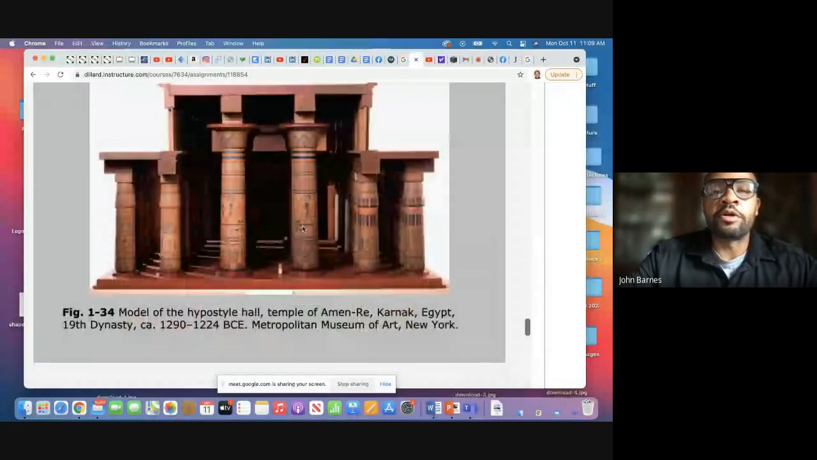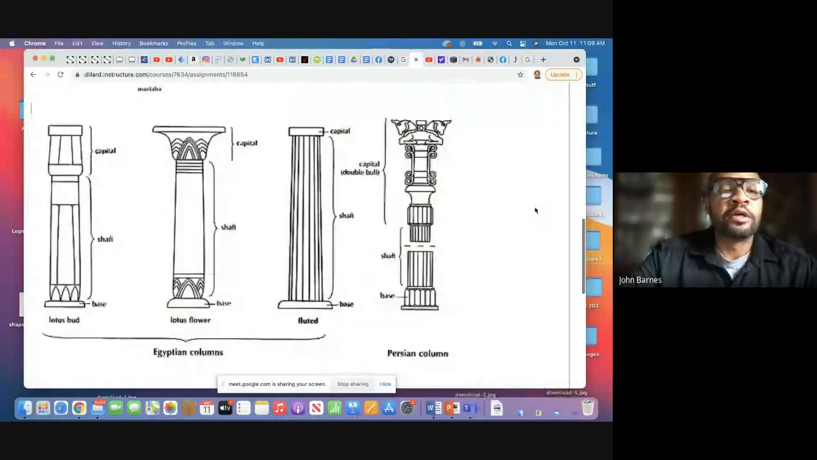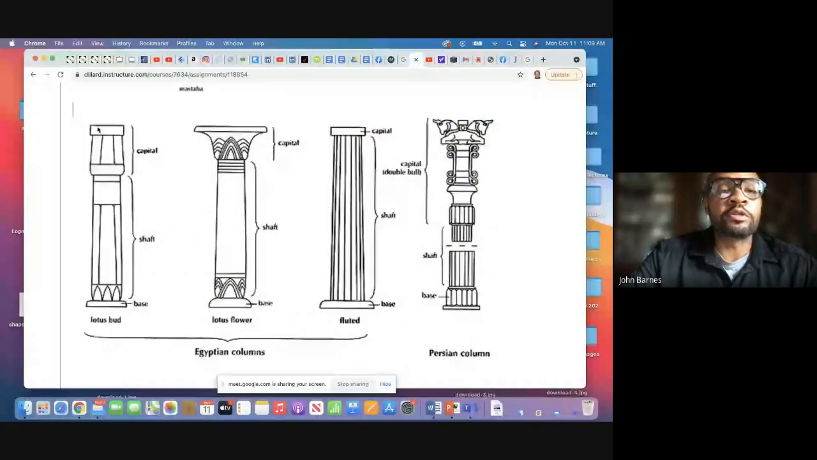And then you also have the lotus bud. So this is the closed lotus flower as a bud, as the capital. And then you have the open lotus flower, as the capital. So the lotus bud, it too has a base, a shaft, and a capital.